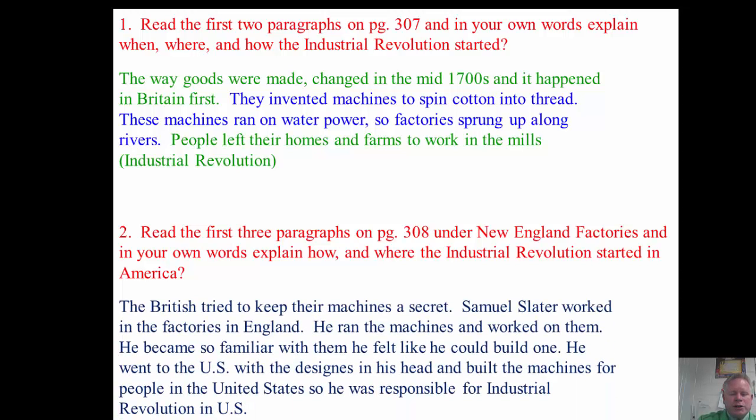The British tried to keep their machines a secret so they could just make money from them. And this guy, Samuel Slater, worked in the factories in England. He ran the machines and worked on them and became really familiar with them, so familiar that he felt like he could build one. So he went to the United States with the designs in his head and built the machines for the people of the United States. So Samuel Slater was responsible for the Industrial Revolution in the United States.